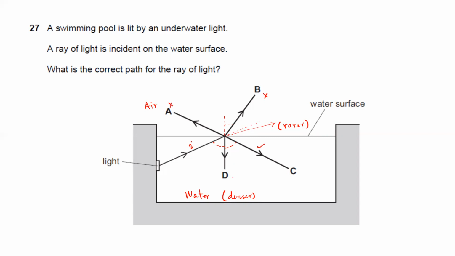A is not the right path. Similarly, D is not the right path. So this is the reflected path. So answer C is the best option we have in this case.